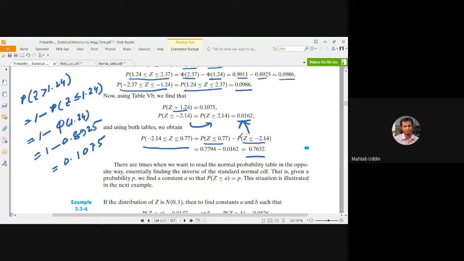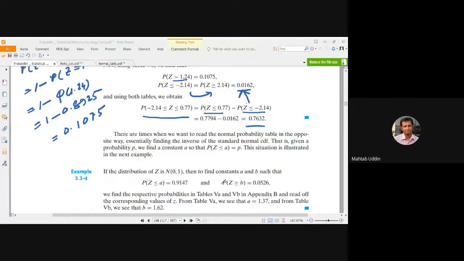Sometimes we have to go in the opposite direction. Here the inputs are given and we have to find the probabilities. Sometimes you can do the opposite thing: the probability may be given, but you have to find the input, like this.